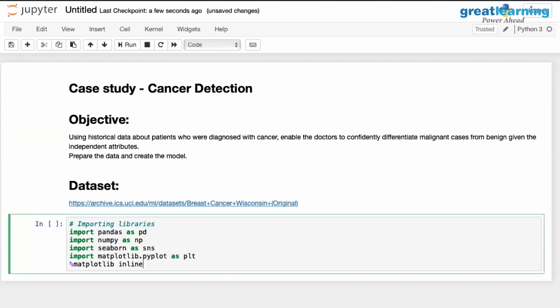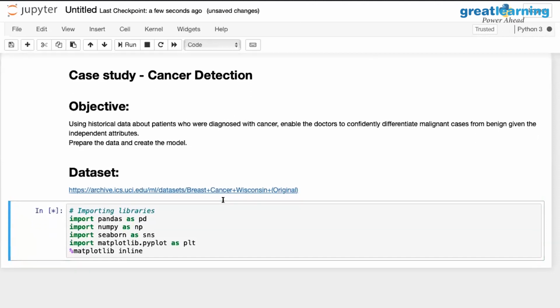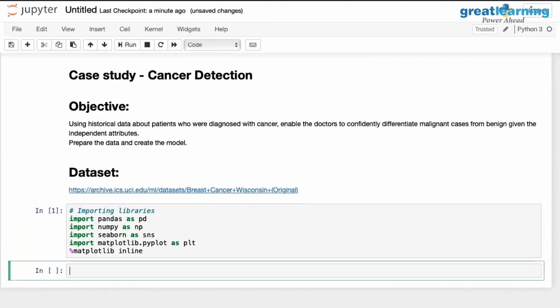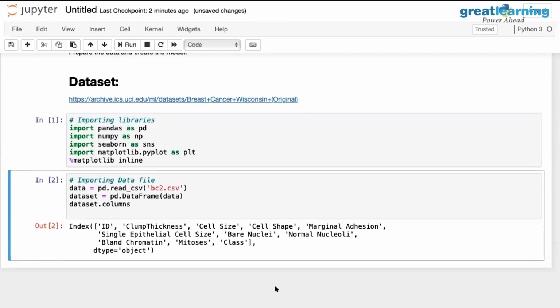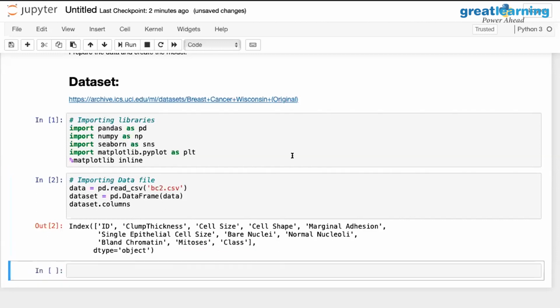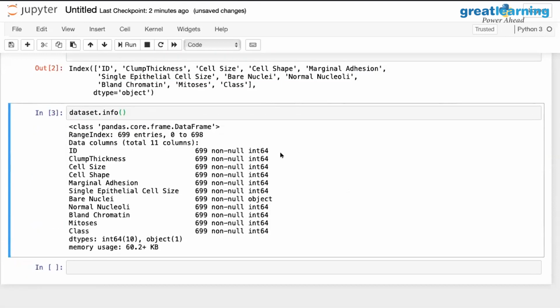Okay. First, let's import the libraries. We have matplotlib, we have seaborn, all these things. Let's read the dataset. So this is the dataset we have. I have the ID that talks about the patient ID, the clump thickness of the breast cancer dataset, the cell size, the cell shape, the marginal adhesion, the single epithelial cell size, and so on. So these are the data fields I have. We're talking about close to 700 records, information from 700 patient records.